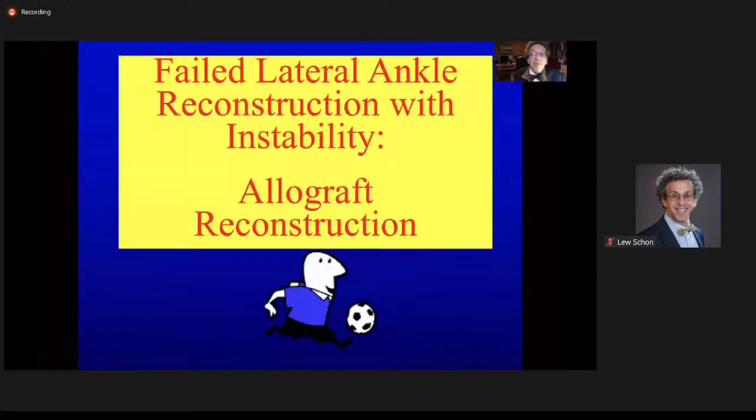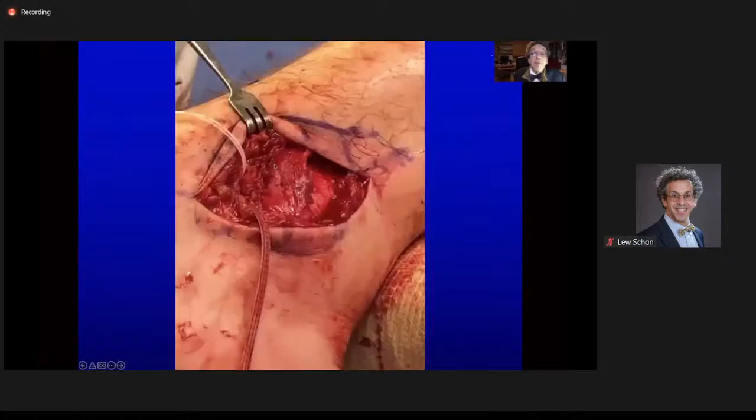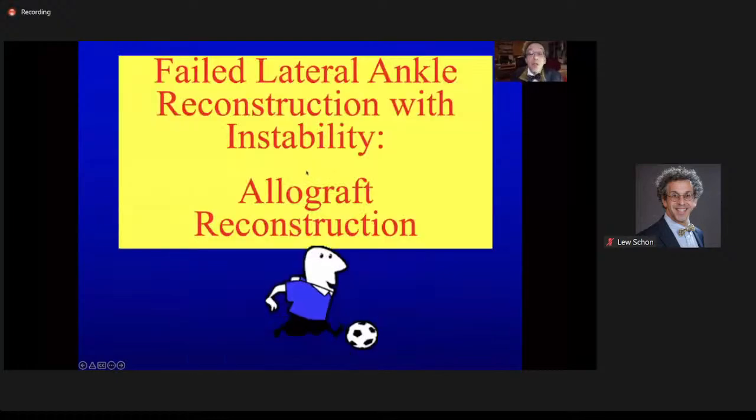So here I'm pulling in my ligament. And then at the very end, here's my ligament pulled into bone. My periosteum flap now is placed, and then I will pull my internal brace over that as well.